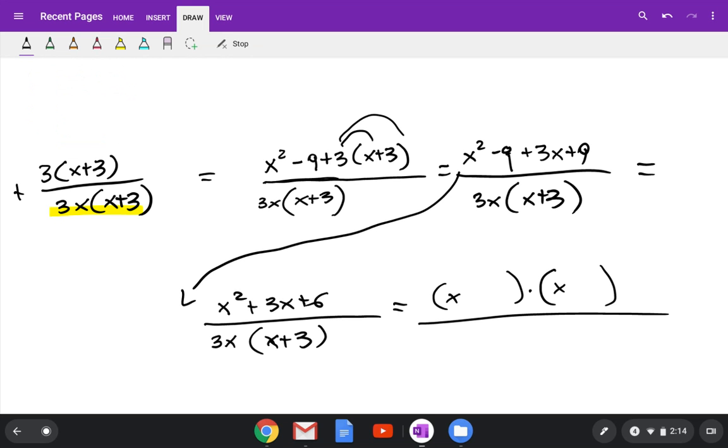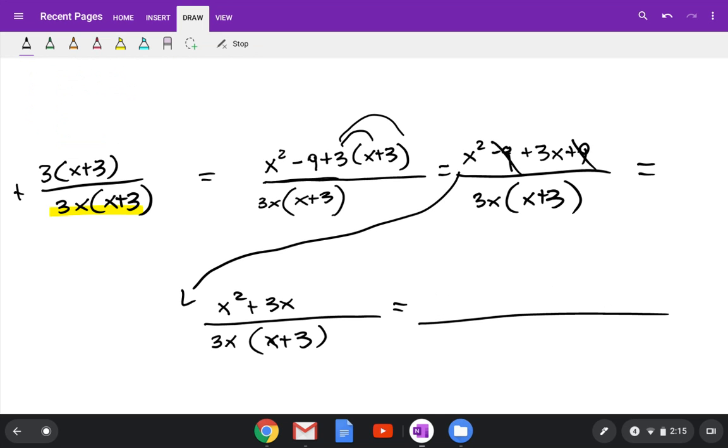X squared minus 9 plus 3x plus 3. So that will give you right now. It will make it easier. That will cancel. So let me fix that. So we're having x squared plus 3x. And that also simplifies. That will be much, much easier to factor now.